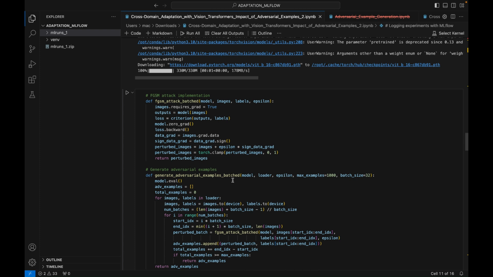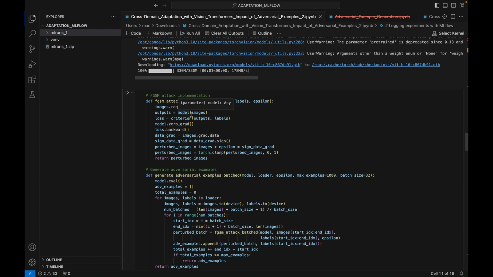So now basically I will go to my workflow. The source domain is CIFAR-10 and our target domain is MNIST. If I want to make you understand in very layman terms, then we apply this adversarial example to make the model more robust.